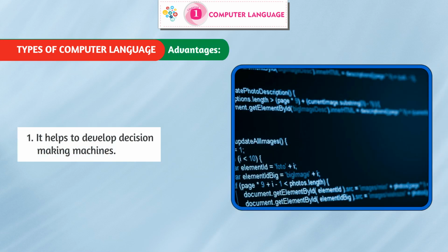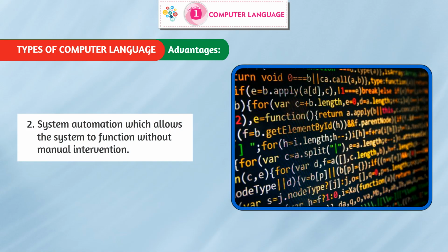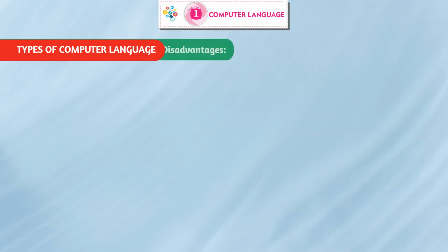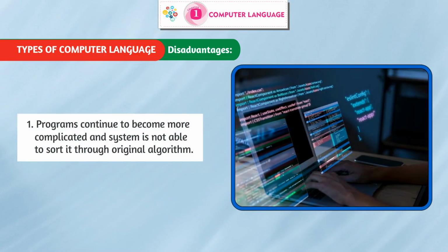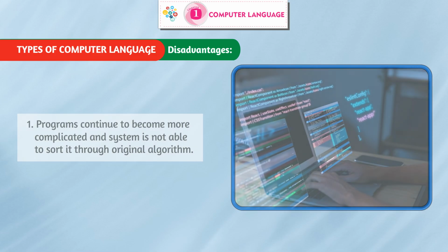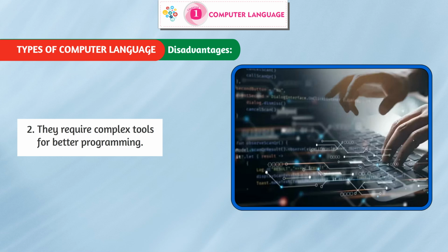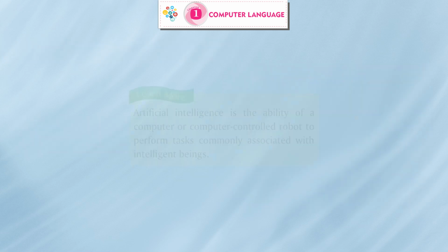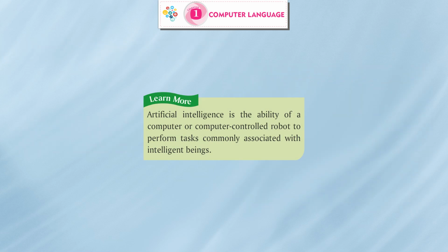Advantages: 1. It helps to develop decision-making machines. 2. System automation, which allows the system to function without manual intervention. Disadvantages: 1. Programs continue to become more complicated, and the system is not able to sort it through the original algorithm. 2. They require complex tools for better programming. Learn more. Artificial intelligence is the ability of a computer or computer-controlled robot to perform tasks commonly associated with intelligent beings.